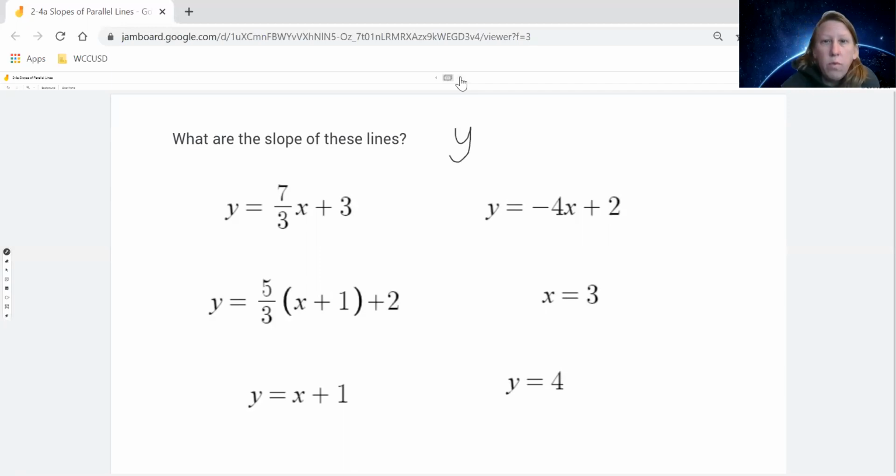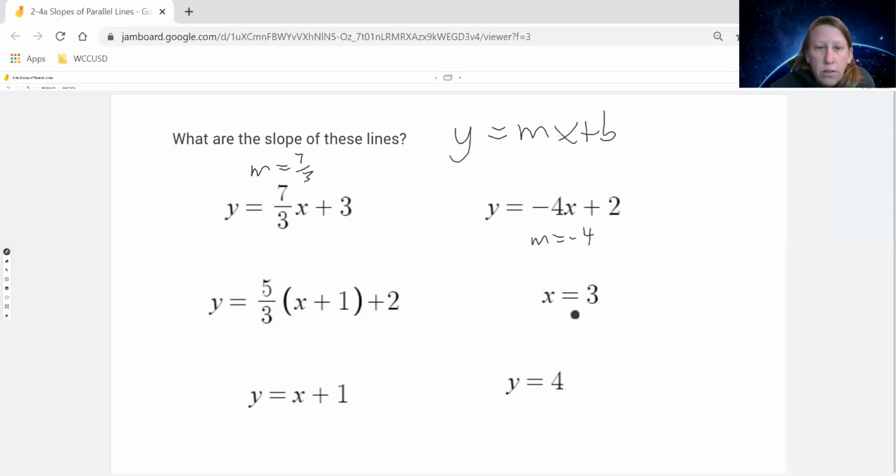Well, if you remember y equals mx plus b, that's pretty easy for some of these. So what's the slope on this one? Good. It's just 7/3. Don't put the x on there. No x on slope. The slope is just a number. So 7/3. How about this one? What's the slope? Good. Just -4.